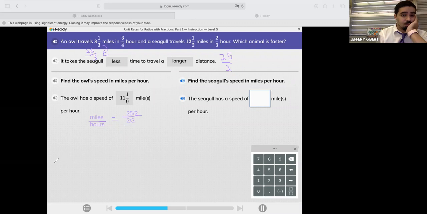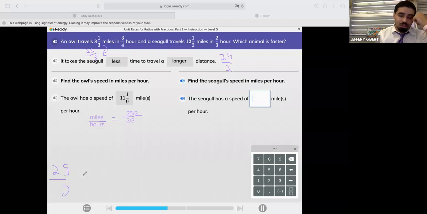So number 1 right here. Number 2. Divide, right? Number 3. So how do you do that? 25 divided. Oh, 25 over 2 divided by 2 over 3.